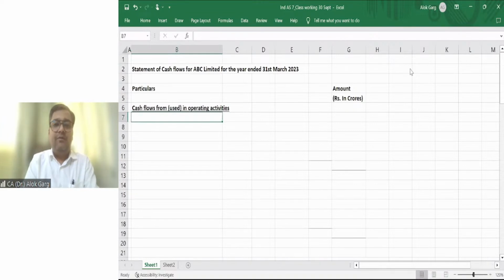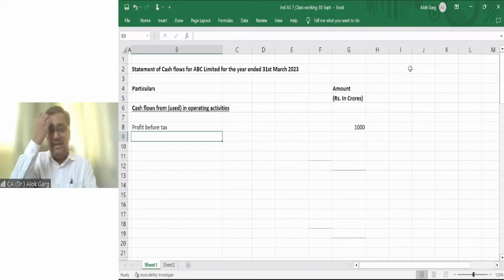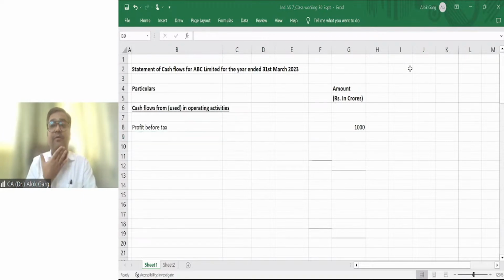Now coming to the cash flow from operating activities, right? Friends, first of all, how I'll start my cash flow statement, it starts with the operating activity. And the first line item is profit before tax. Assuming my profit before tax is 1000 crores. Okay. This profit before tax comes from your profit and loss account, which is the statement of profit and loss.